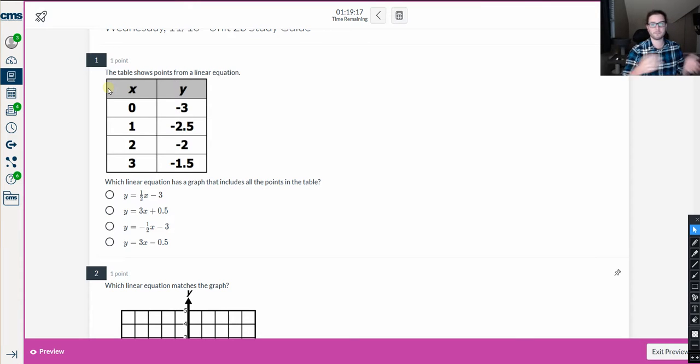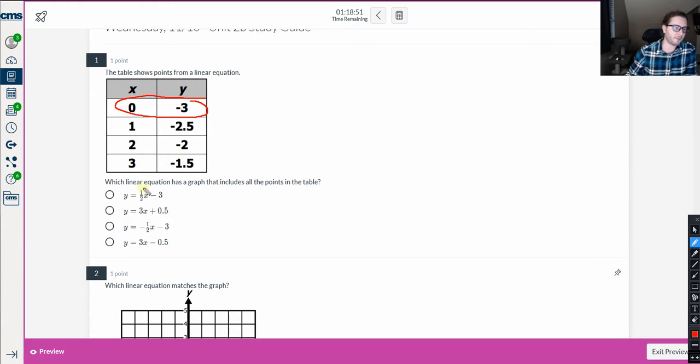So here we go. Number one, the table shows a list of points in a linear equation, and it asks which linear equation has a graph that includes all of these points on the table. The easiest way to go about this is pick 2 points that you're going to work with. I'm going to work with 0, 3, and I'll plug these into these equations down here and see if I can rule any of them out.